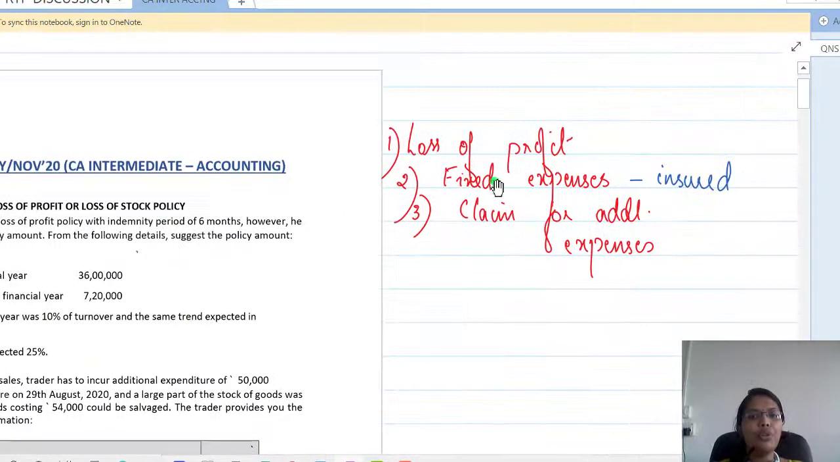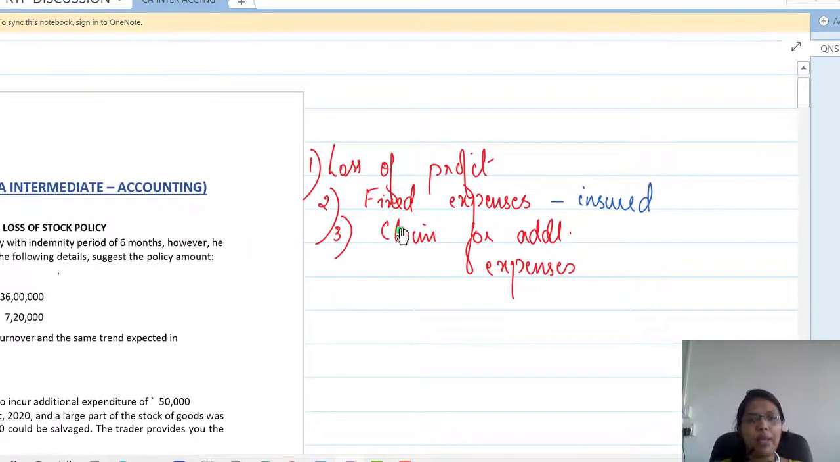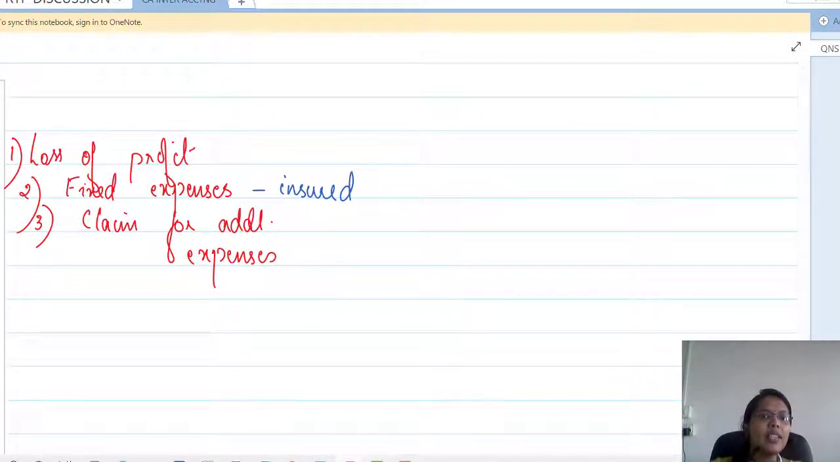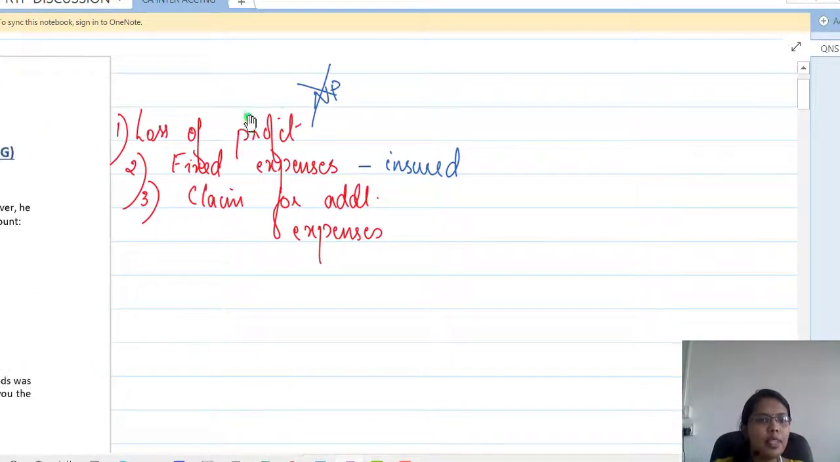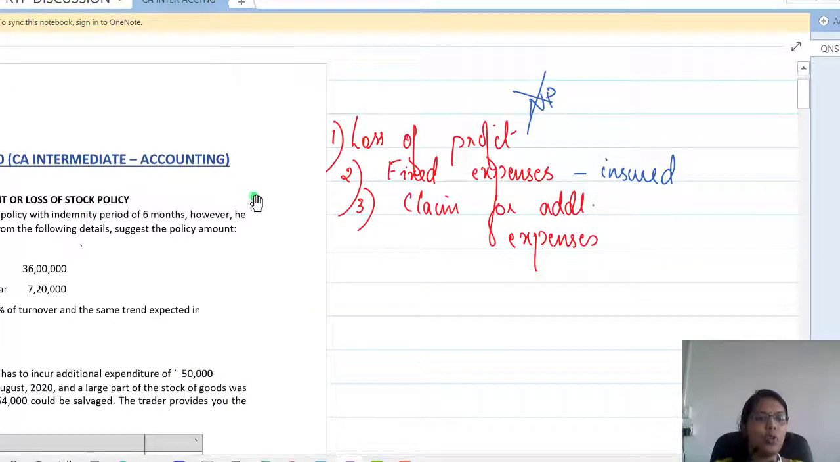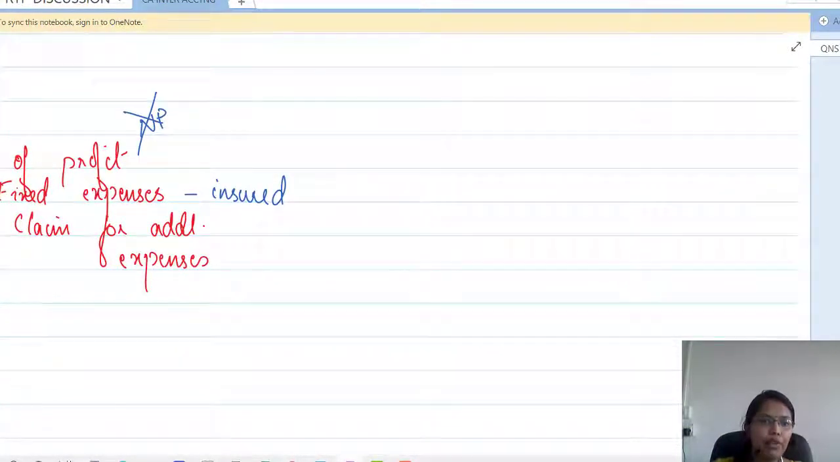Now, how do we compute the loss of profit? So, if his expected turnover is 45 lakhs, we have to compute how much is the profit that he will end up losing if he loses the sale of 45 lakhs. Now, what profit are they talking about? It is not net profit, but it is gross profit that the claim, or loss of profit policy, is actually talking about. So we have to compute the gross profit that he will end up losing if his expected turnover of 45 lakhs is lost by a fire accident.